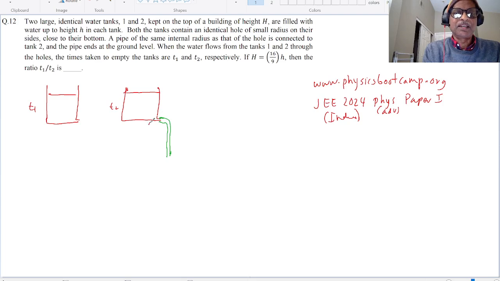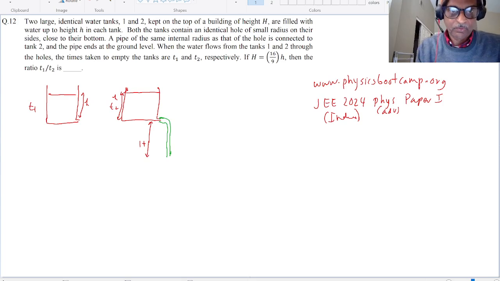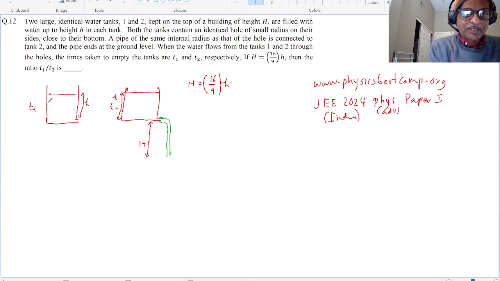So the top building height is h, and these heights are both h initially. So we need to figure out a way. There's also this: H is 16 over 9 h. This is chosen so that this ratio actually turns out to be an integer. How do we figure this out?